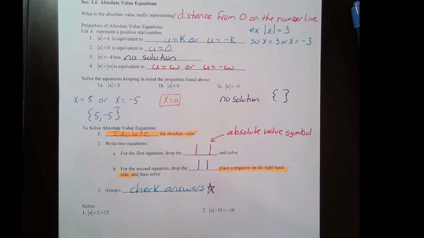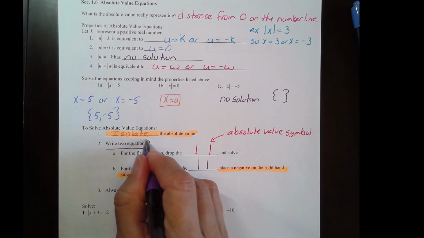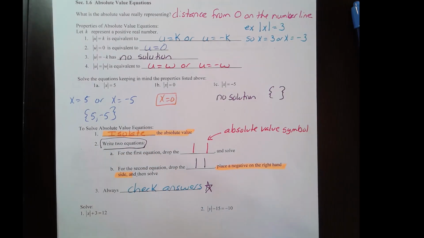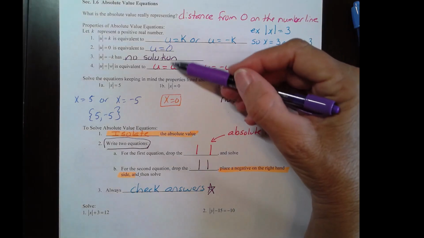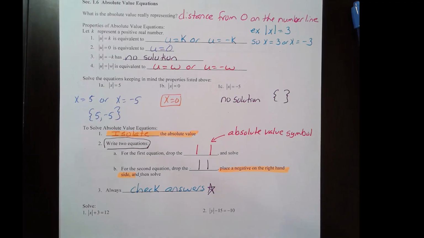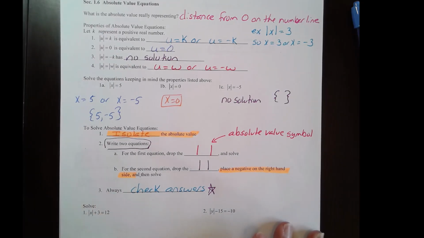The key takeaway for this section is you definitely want to write two equations most of the time, or make sure you just follow the properties listed above. So again, the key takeaway, make sure you're writing two equations.